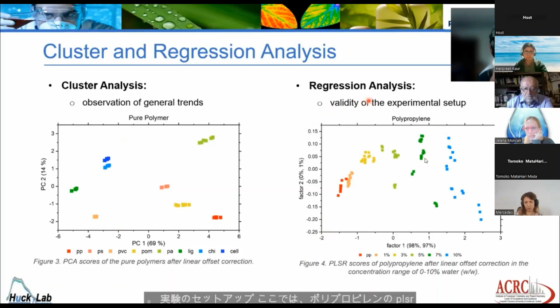The regression analysis was mainly performed in order to confirm the validity of our experimental setup. Here you can see the PLSR scores from polypropylene in the concentration range of 0 to 10% of water. Also here, the concentration levels are nicely separated from each other.